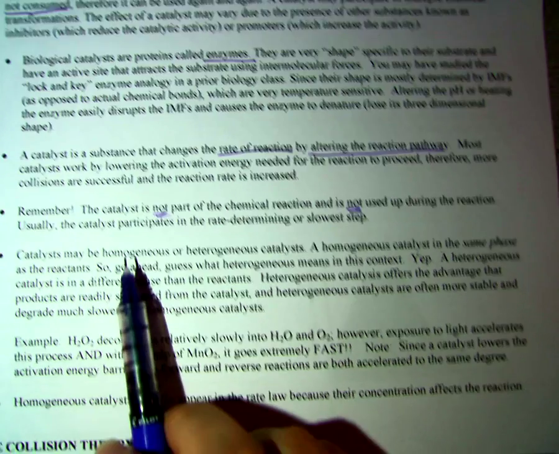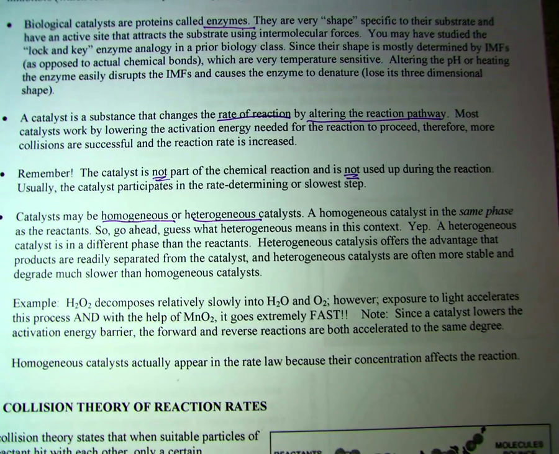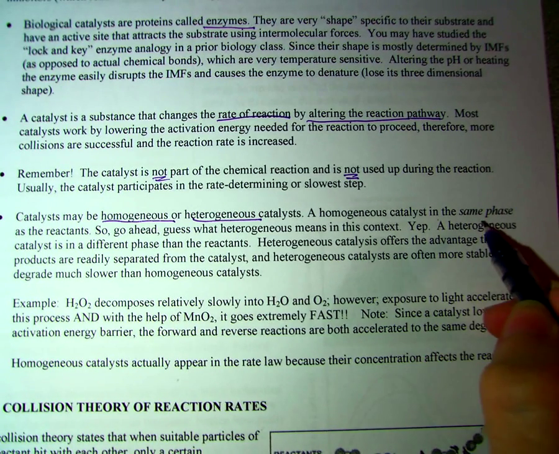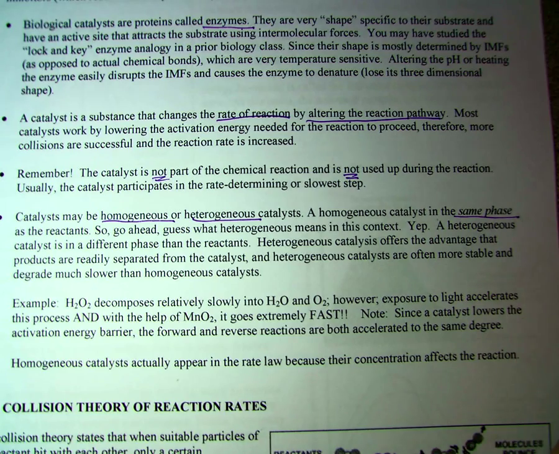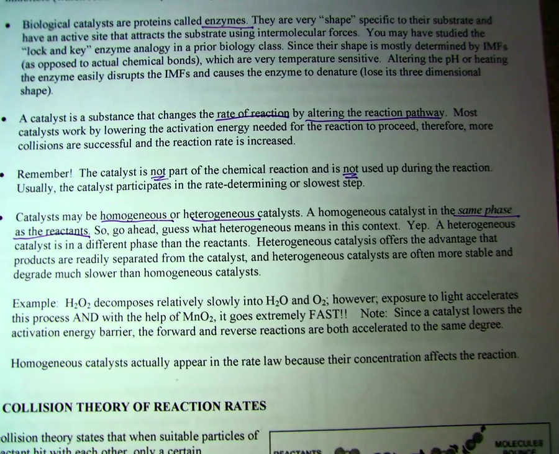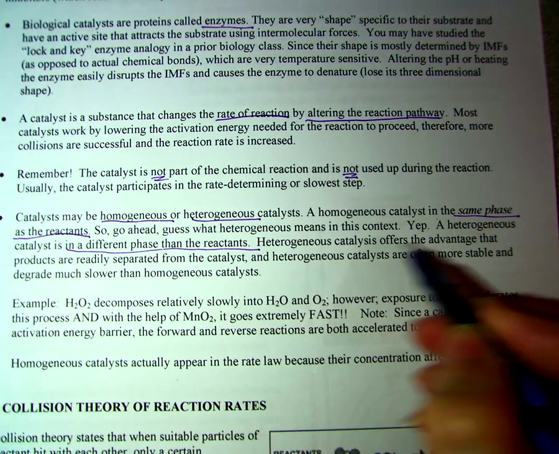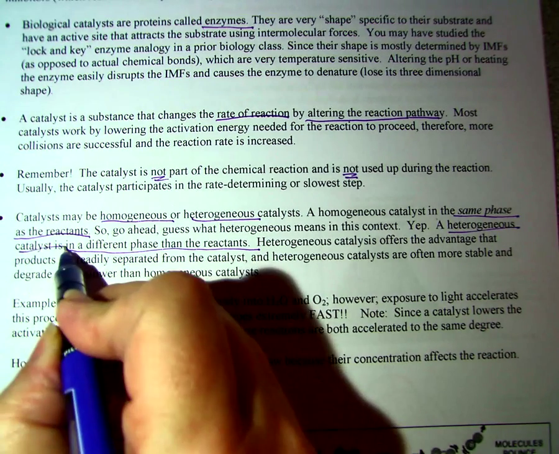Catalysts can be what's called homogeneous or heterogeneous. A homogeneous catalyst is in the same phase as the reactants. That's why it's homogeneous. Heterogeneous is in a different phase than the reactants.